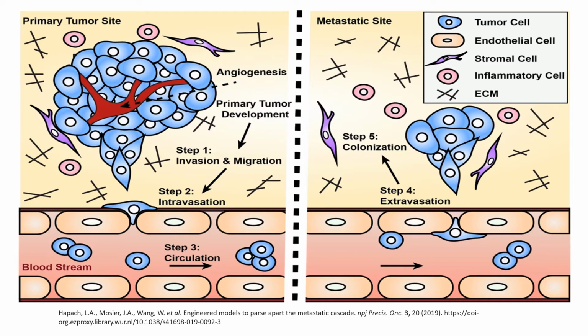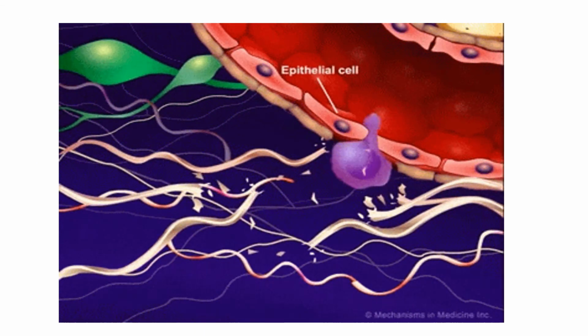And last but not least, step 5, colonization. Now cancer cells have one final task to complete, which is colonization in the metastatic organ, the target organ. In this short animation, you can see how cancer cells invade and metastasize.